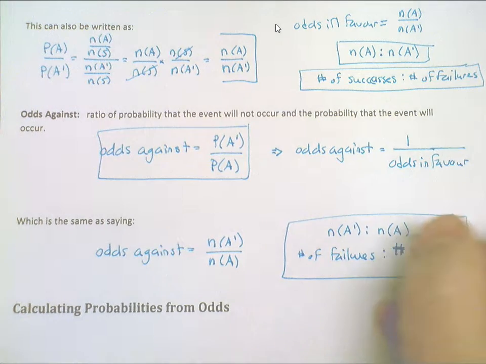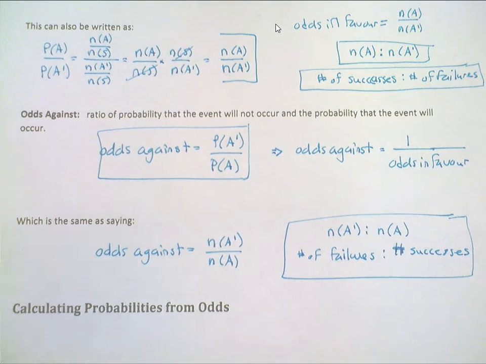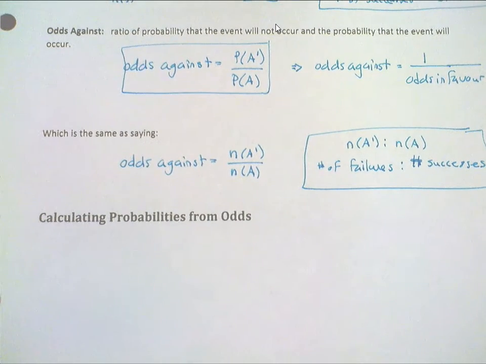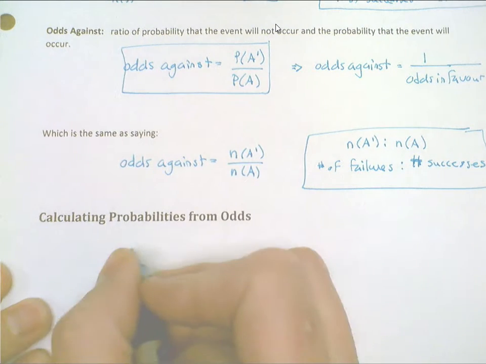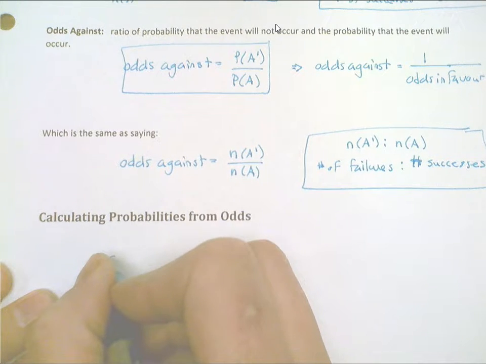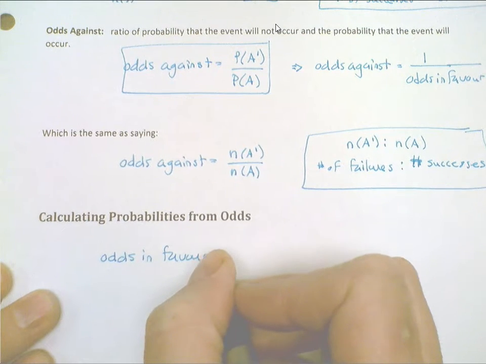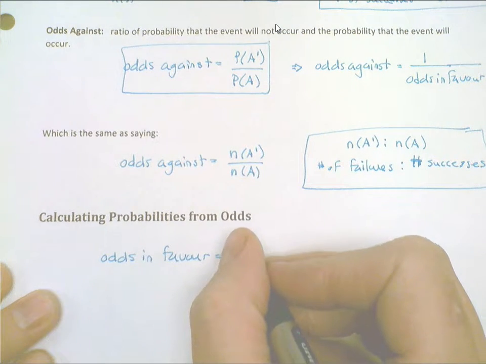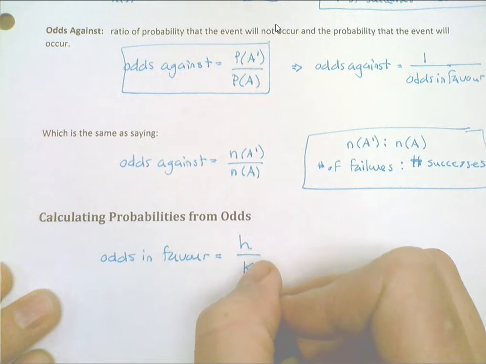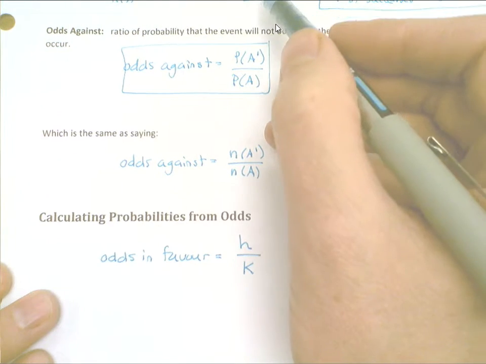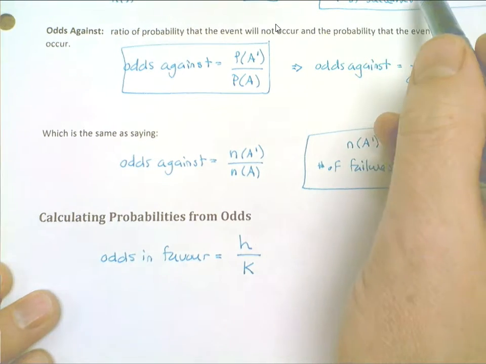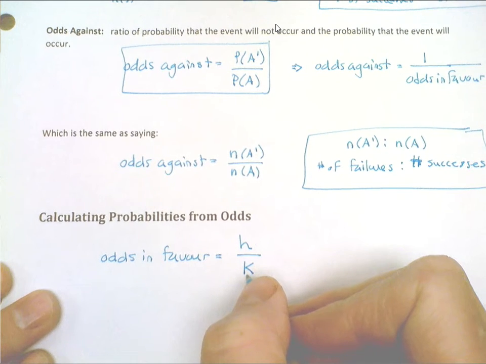So this is odds against. All right, and something else that we're going to look at is calculating probabilities. So sometimes you're given the odds and then it asks you to find the probabilities. Okay, so how we do that is we say if the odds in favor of an event is some number h to some number k. So let's say it was, if we look back up here, 1 to 2 odds. So that would be a 1 and k would be a 2.